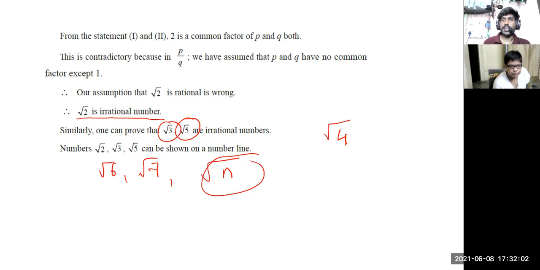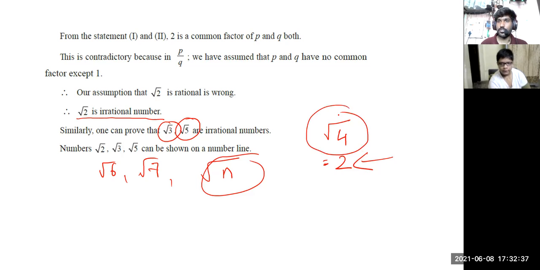Now, can I say that root 4 is irrational? Think carefully, okay? What is the square root of 4? 2. Can I now say 2 is irrational? No, 2 is rational. So in the same way, you cannot say that root 4 is also irrational. Root 4 will be rational.